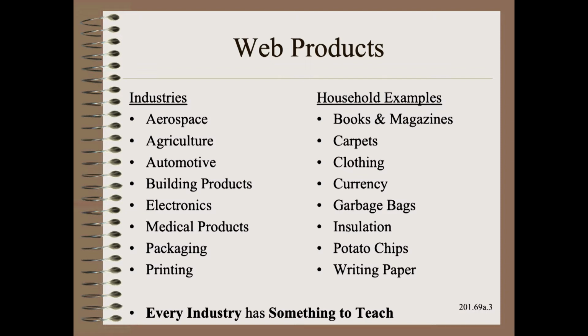What we learn when we look at this diverse set of products and industries is that testing is important to each and every one. While each industry has its own concerns, certain web properties show up over and over again. Things like strength and thickness are almost universally appreciated, even if the tests for each vary a little bit. In short, every industry has something to teach.